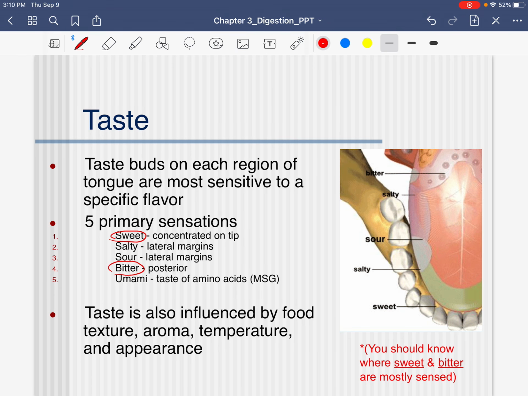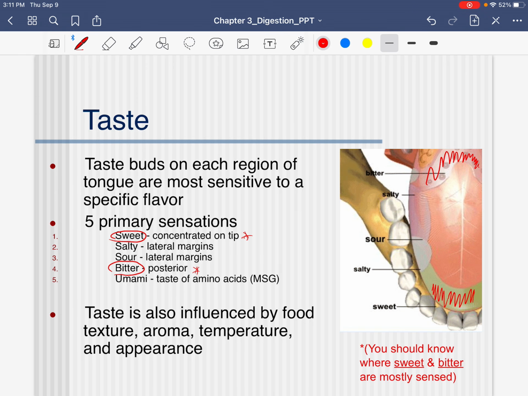I'd like you to know the sweet one and bitter. One's in the front, one's in the back. So different regions of our tongue have different collections of taste buds. For example, in the very front of our tongue, we have the most taste buds that are receptive to sweet. In the very back, we have the most taste buds that are really specialized for a bitter flavor. And then on the lateral side, we have salty and sour and even umami. You do not need to know all of this, just these two.